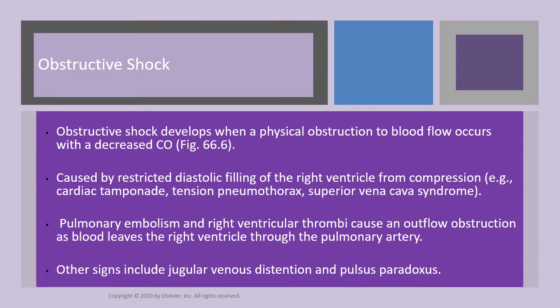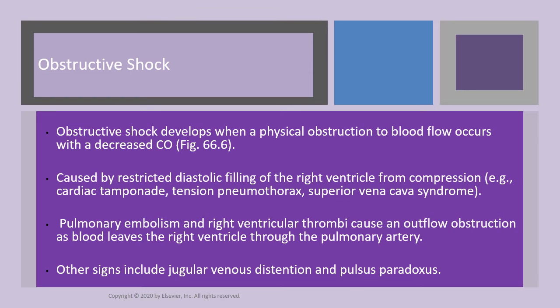Lastly, we're going to talk about obstructive shock, which occurs when there's a physical obstruction to blood flow that causes decreased cardiac output. It can be things that actually happen in the chest, such as cardiac tamponade, a tension pneumothorax, or superior vena cava embolus, and right ventricular thrombus can also obstruct the blood flow. Other causes include abdominal compartment syndrome, in which increased abdominal pressure compresses the inferior vena cava. This decreases venous return to the heart.